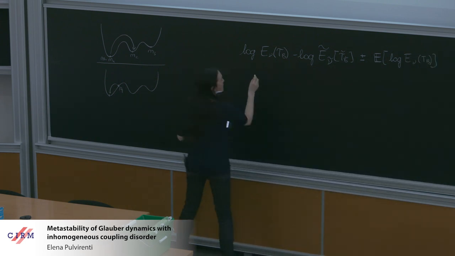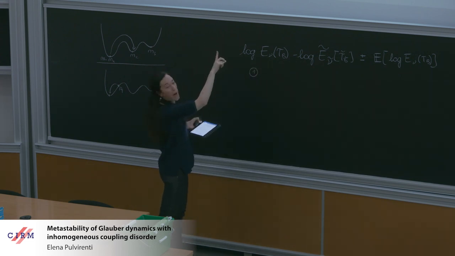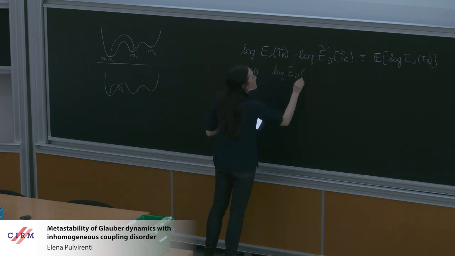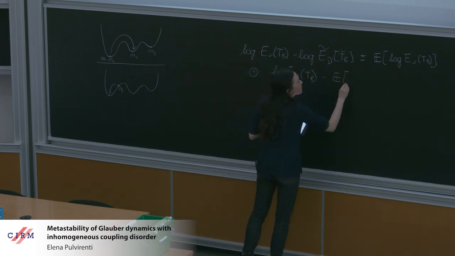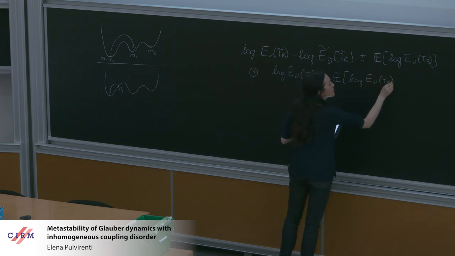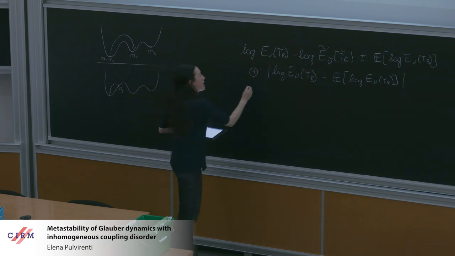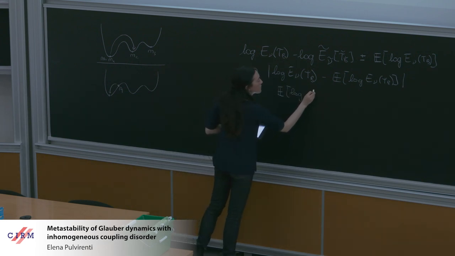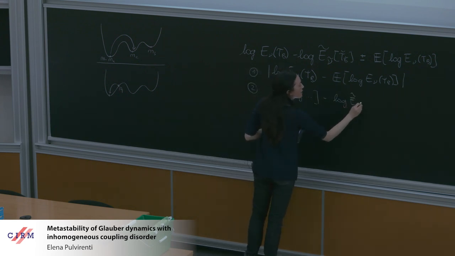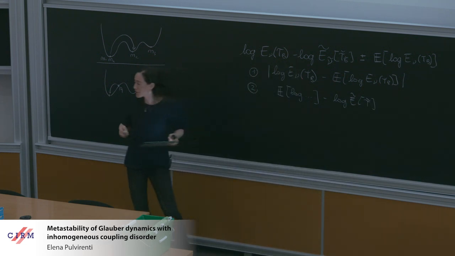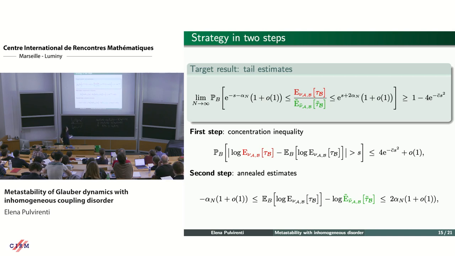And now we have two steps. Step one, we want to bound the log of this minus the expectation of the log of the same thing. And this can be nicely bounded via concentration inequalities, because you have a function minus its average, and this function has nice properties like it's Lipschitz and so on. And the second step instead is the annealed estimates. And now you have to compare the expectation of the log with the log of the annealed thing. And this is a bit harder. Okay, so this is the strategy. This plus potential theory is the strategy which we use to solve our main problem.